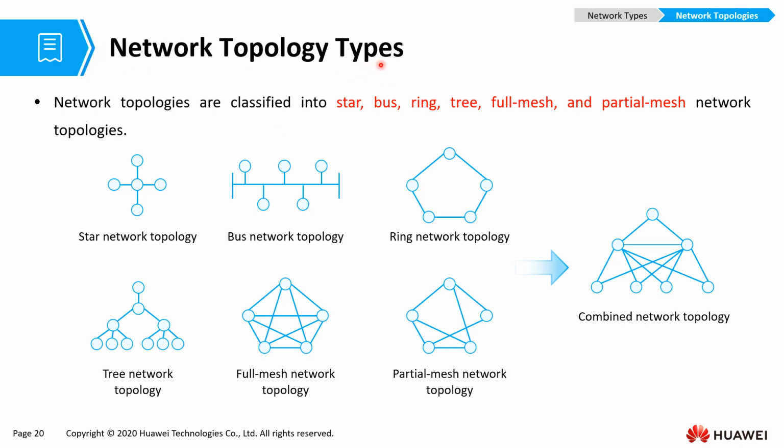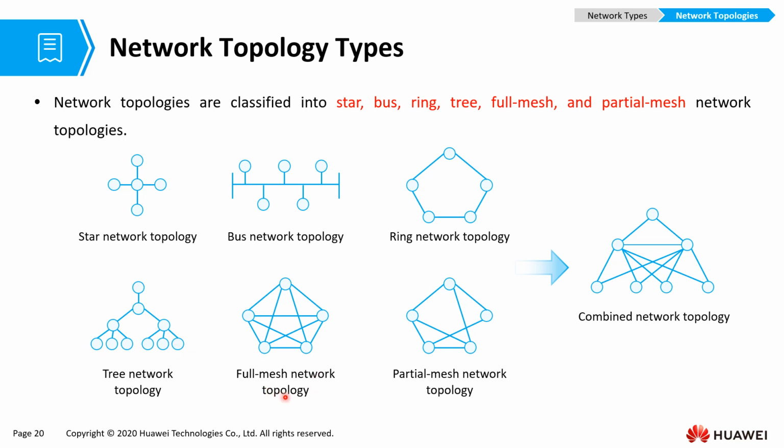Network topology types. Network topologies are classified into star, bus, ring, tree, full mesh, and partial mesh network topologies. Star network topology, we have a central device connected to other nodes. Bus network topology, shared media connected to nodes. Ring network topology, token ring topology. Tree network topology, you can see that it represents a tree.